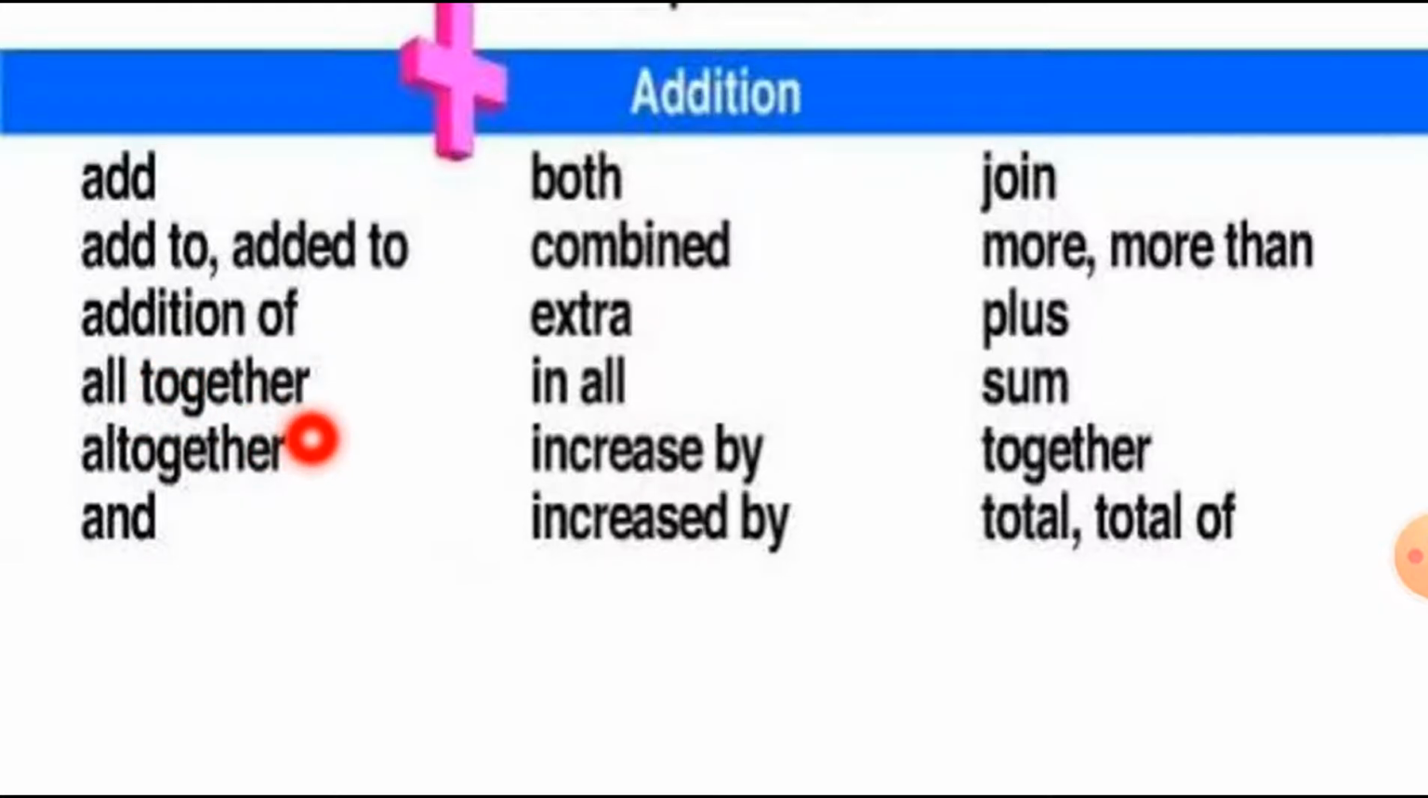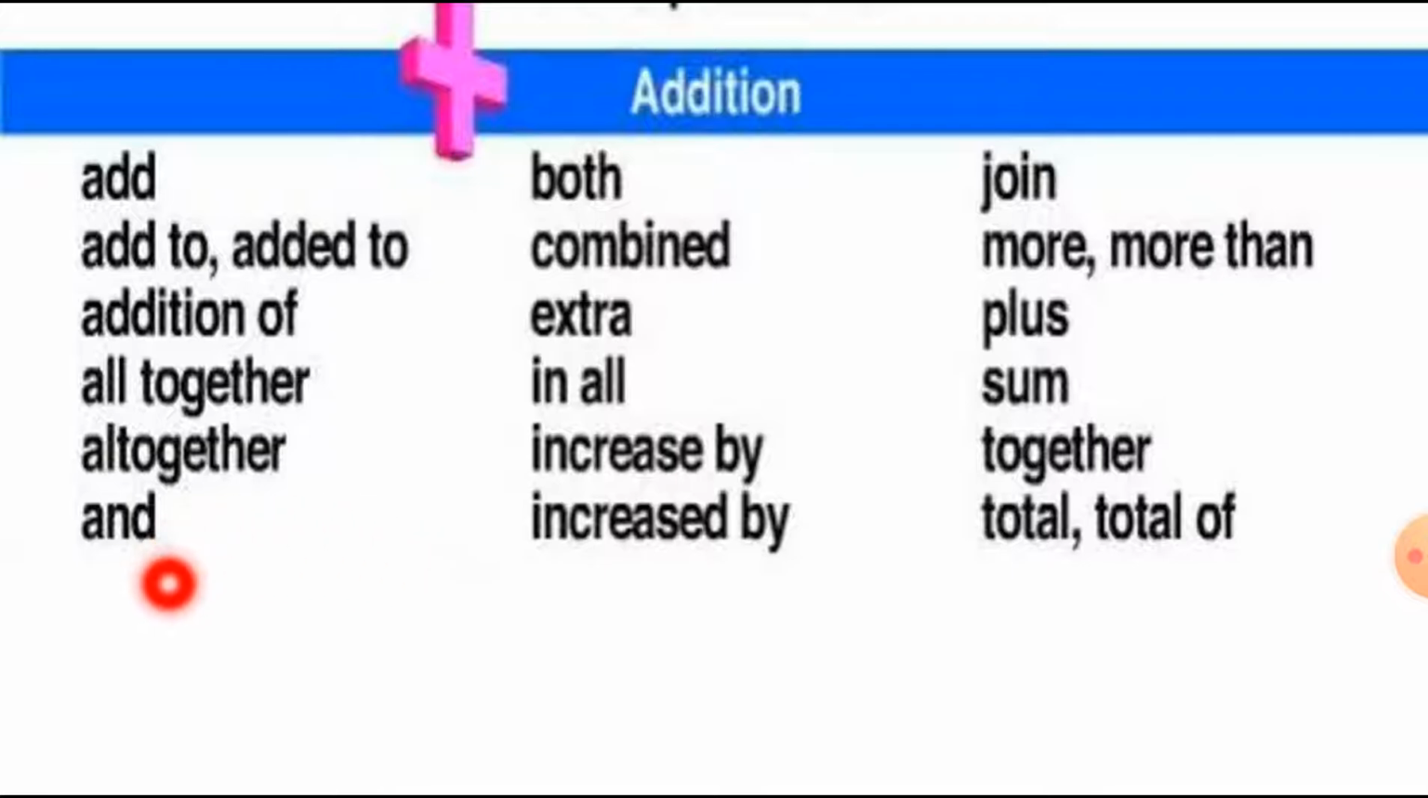Then altogether. How many altogether? This keyword indicates the addition. Then all together. Whenever you find this keyword in the sum, it indicates the addition. How many is this all together? This way you can read these types of sums in the word problem. So it indicates the addition.